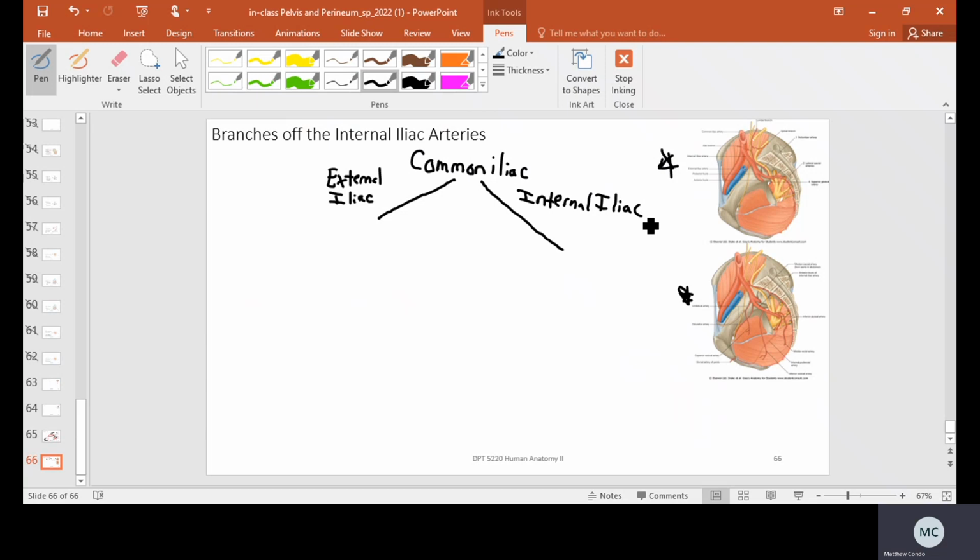The external one is super duper easy, so we're going to do that one first. My external iliac is going to give off just a couple branches. It's going to give off something called the inferior epigastric. We kind of talked about that one. And it's also going to give off something called the deep circumflex iliac artery.